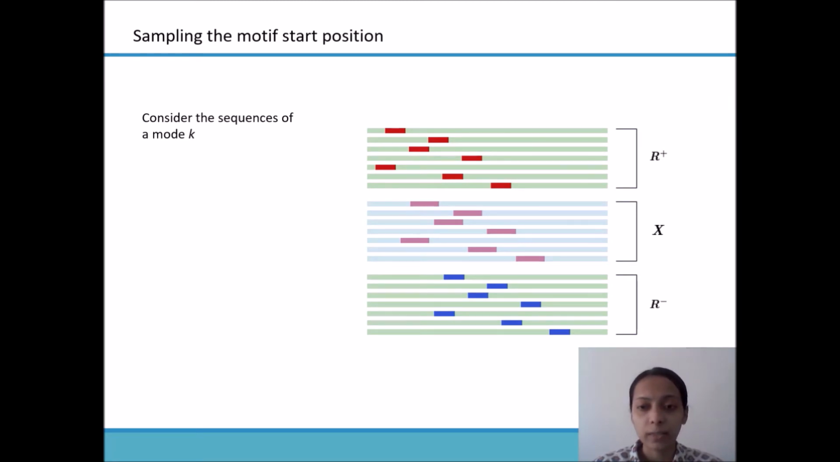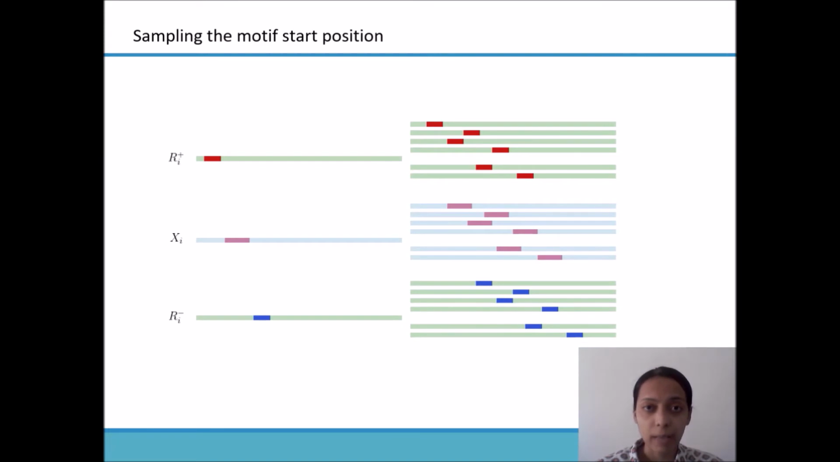Consider three sets of sequences x, r plus and r minus belonging to a mode k. Starting from some initial value of wk, which is the width of the motif, and tau k plus and tau k minus, we randomly initialize the motif start positions in x and correspondingly determine the position of the positive and the negative strand read windows.